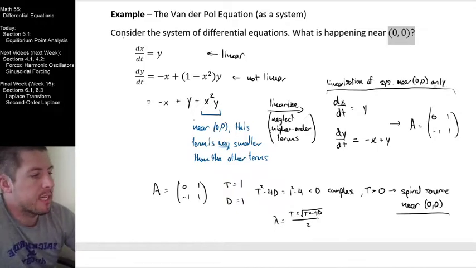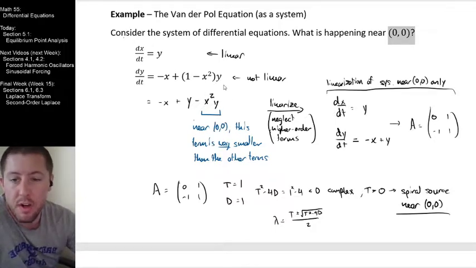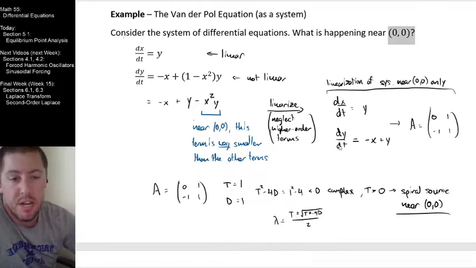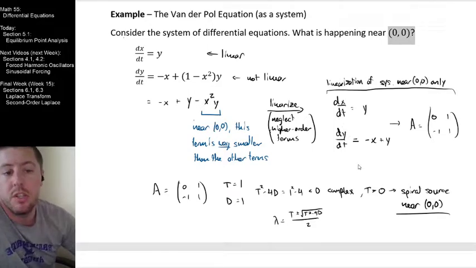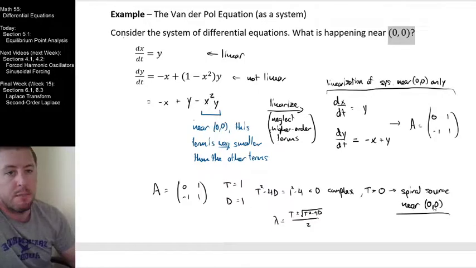Far away, I don't expect this to be a good descriptor of my system, because far away from the origin, the x squared times y term is going to make a hugely meaningful contribution to what dy/dt is doing. But near 0, 0, it's really not. So near 0, 0, this is a good approximation of what our system should look like. So near 0, 0, I'm expecting to see a spiral source.